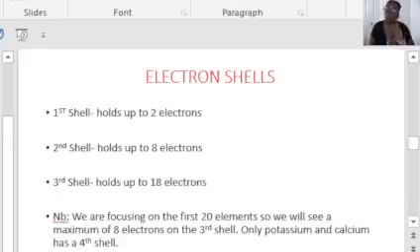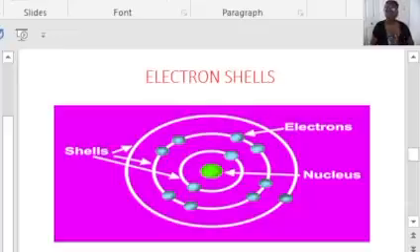However, only potassium and calcium have a fourth shell, and that would be to accommodate additional electrons that cannot hold on the third shell, which only holds up to 8 electrons, right? So I hope that was really clear to you. Now we're going to look at a diagram or a drawing of what we just said to put everything together.